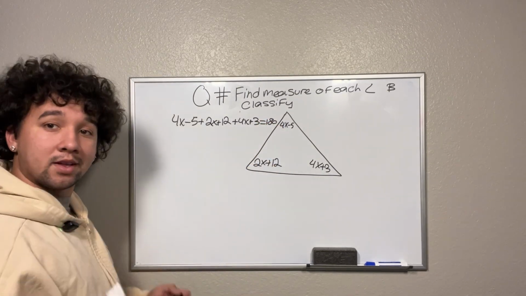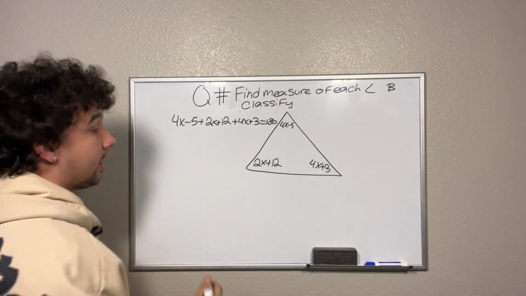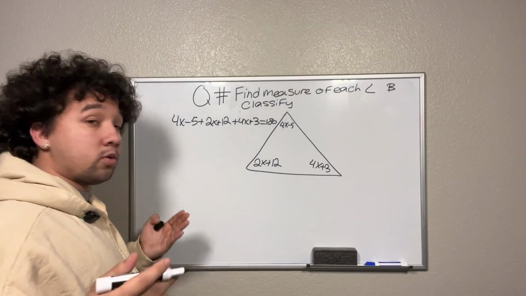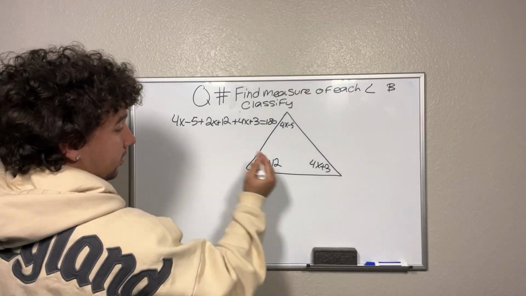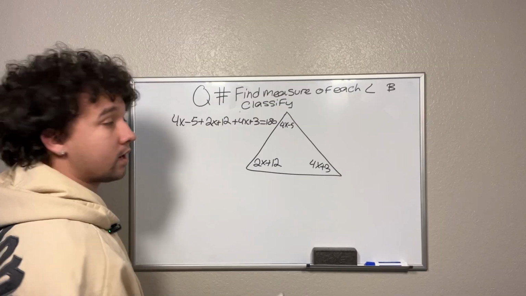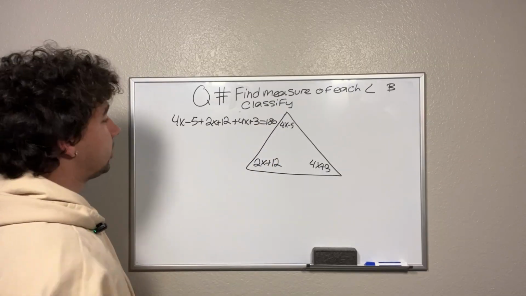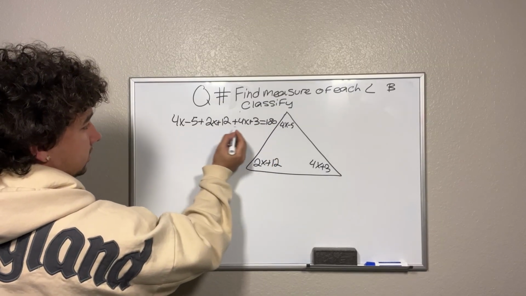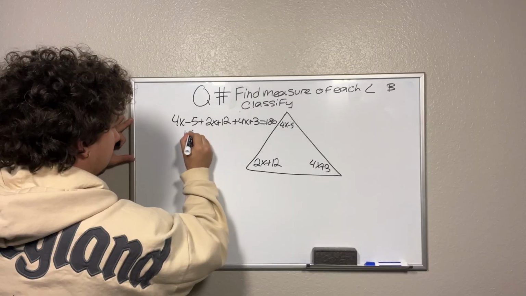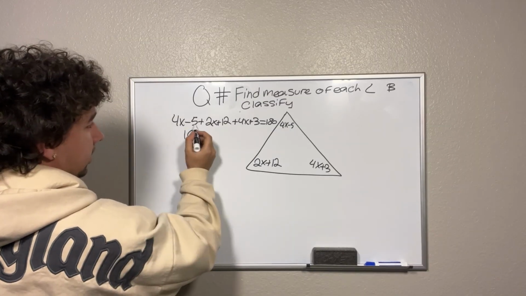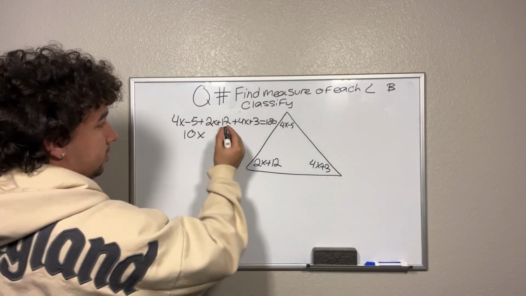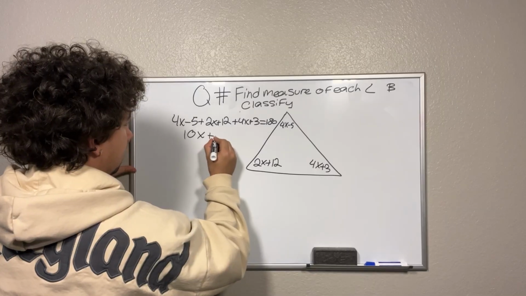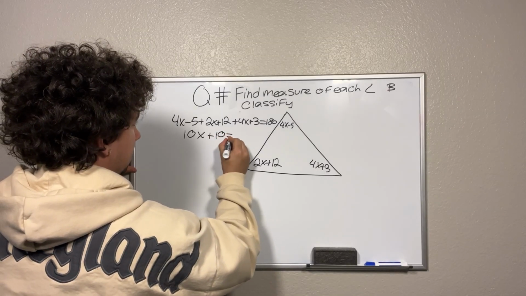Again, math is a language, right? So I'm translating. I know the sum of all the interior angles must equal 180, so if I just say this angle plus this angle plus this angle must equal 180, let me just translate that. From here, let me simplify. 4x plus 2x is 6x plus 4x is 10x. Negative 5 plus 12, well, that's 7 plus 3, that's 10. Equals 180.